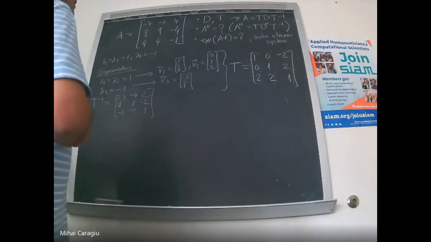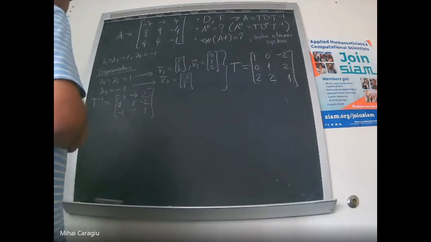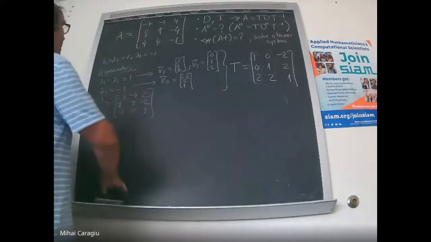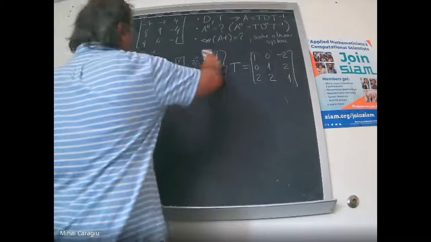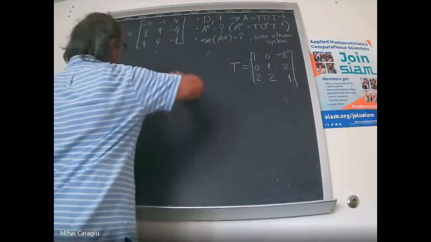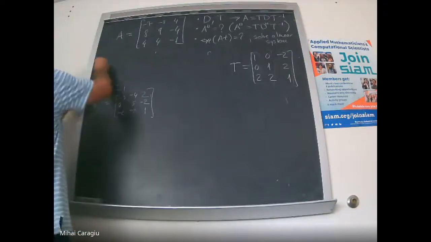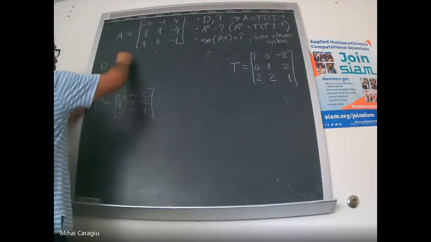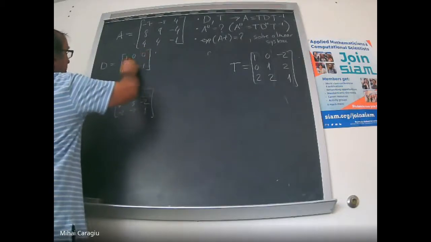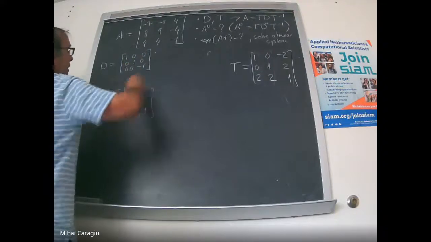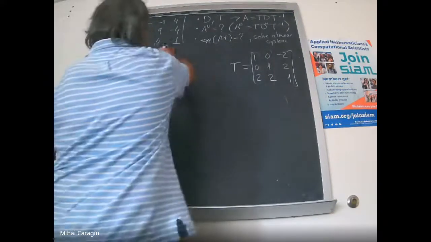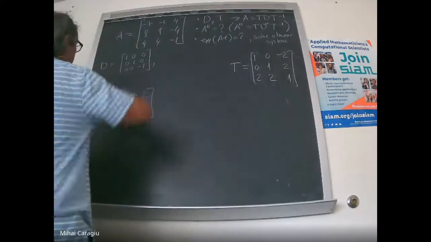So now let's try to write down only what we really need. So, okay, at this moment we got the following. We got D equals 1, 1, minus 1, 0, 0, 0, 0, 0, 0. T equals to this one, and T inverse is this one.